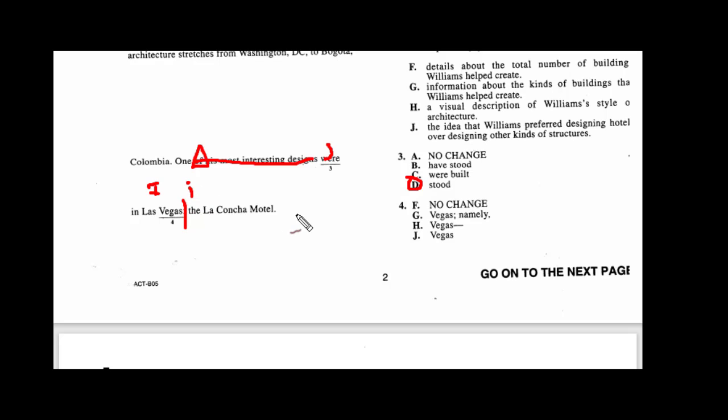All right, "the La Concha Hotel," that doesn't make any sense. No changes, out. Namely, the La Concha Hotel, that doesn't make any sense. And then "one stood in Las Vegas, the La Concha Hotel," okay? Just reading it off. Or if you use a Mr. Chung one dash, it is going to be like one comma, which defines the word right before it, which is "in Las Vegas." This is giving you more information about in Las Vegas. The correct answer, Mr. Chung style, answer choice H.